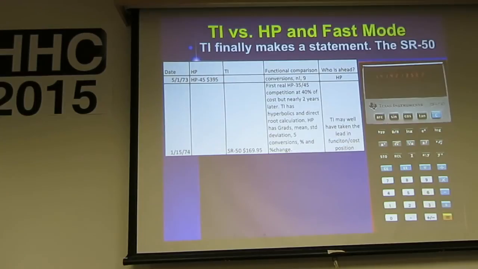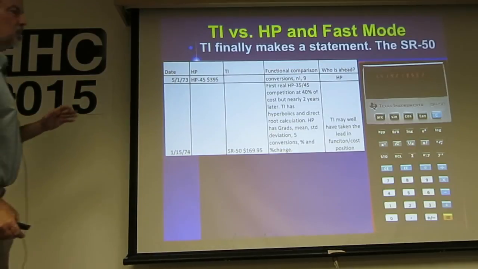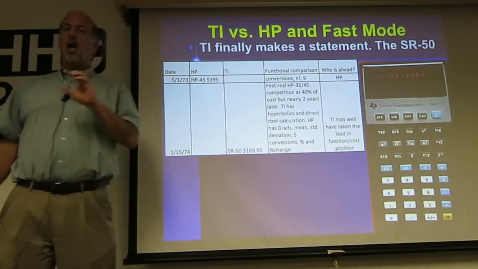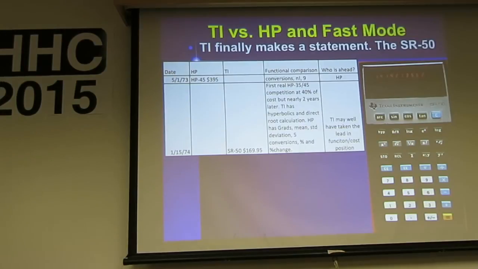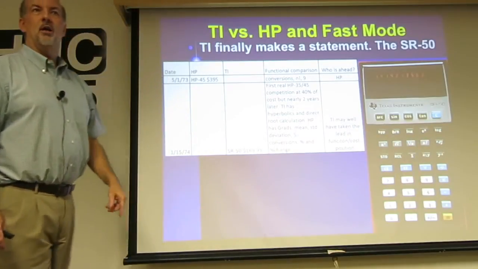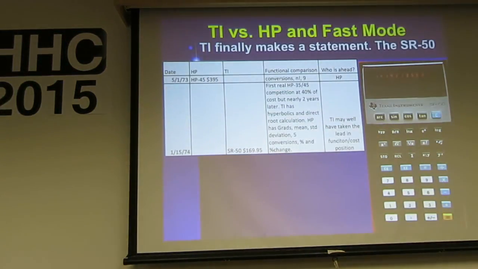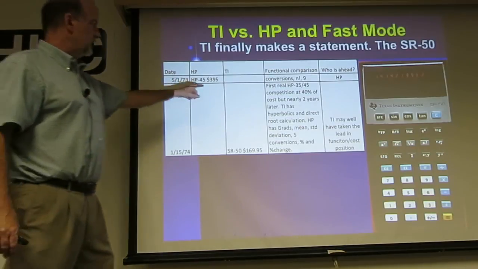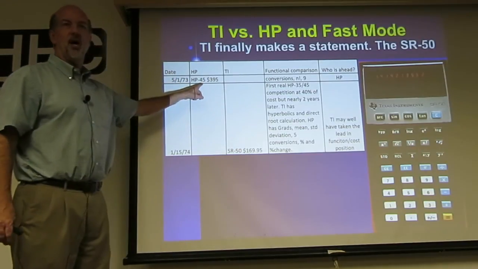Seven months later, January the 15th, 1974. This is the first date that TI actually, in my opinion, is in the ball game, with the introduction of the SR50. I remember seeing this right before summer began in the 7th grade. Rich kids in the cafeteria had these things, and I had no idea what it was. I remember the light sky blue buttons, the orange button in the corner. Look at it from a feature perspective. It is at 40% of the cost of the 45.